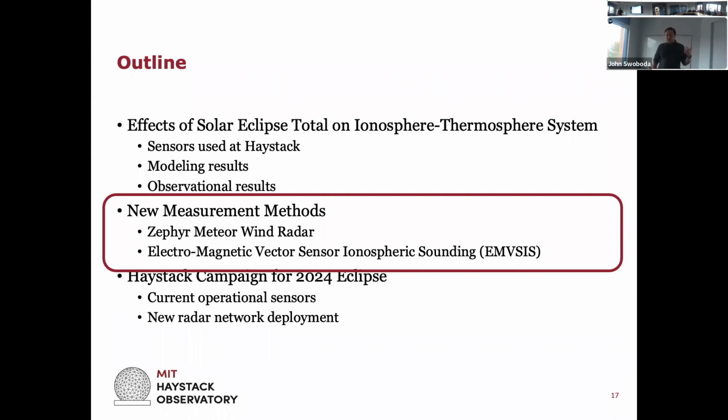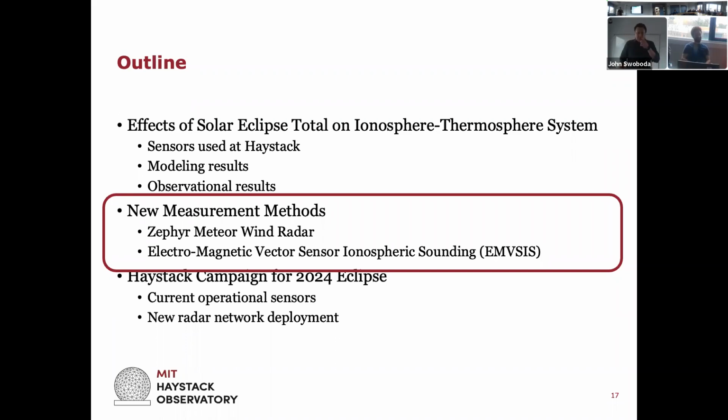So for us at Haystack, we're very much about making new sensors, making new sensor techniques. Two techniques that we've been working on are new types of ionospheric sounders and a meteor wind radar we call Zephyr. Ryan had a really clever name because Zephyr is the Greek god of wind, I believe. So he didn't need to do an acronym. We always have these really terrible times trying to come up with names of our sensors. But Ryan had a good one.